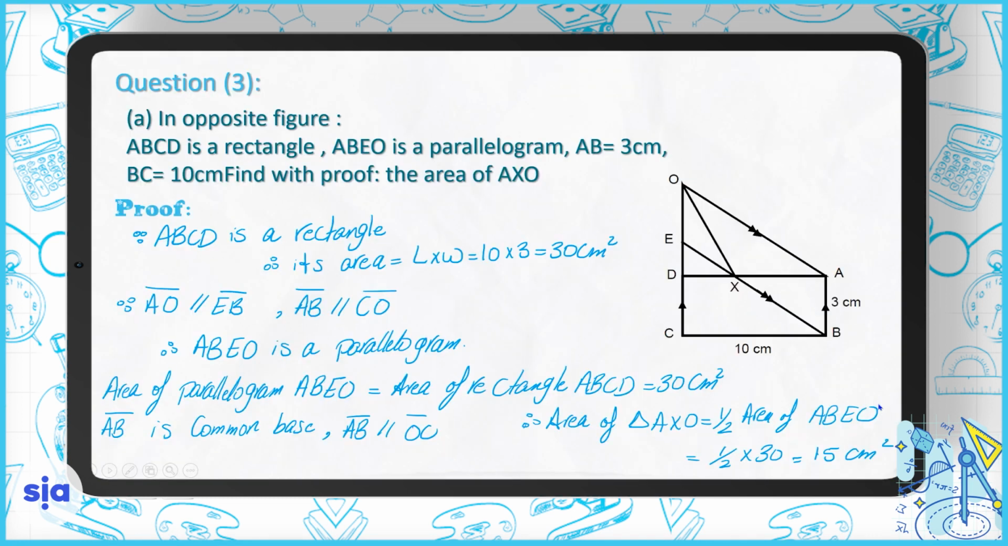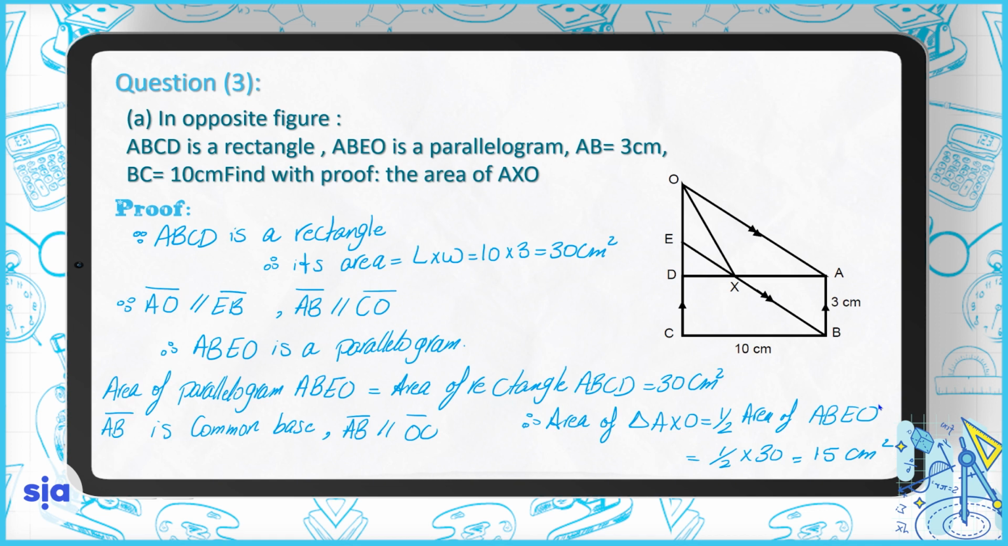Let's move on to some proof questions. Since ABCD is a rectangle as given, therefore its area is length times width, which is 10 times 3, which is 30 centimeters squared.